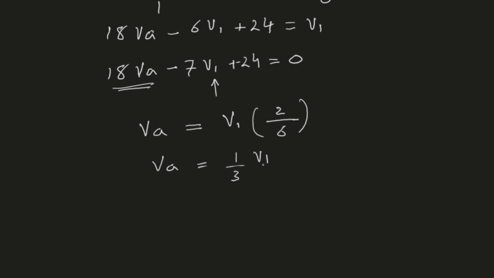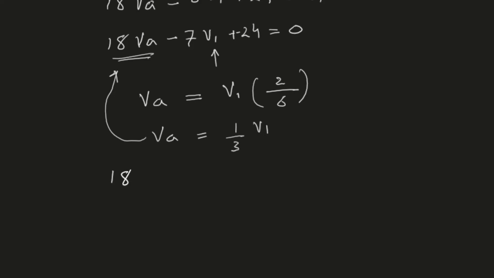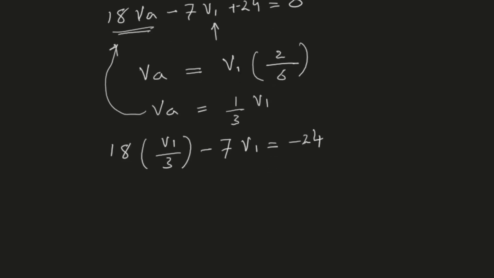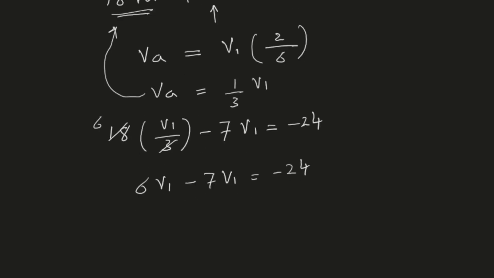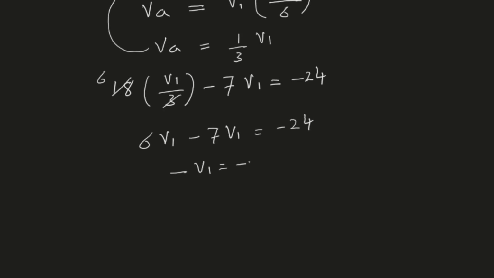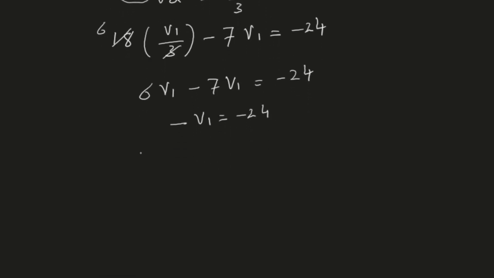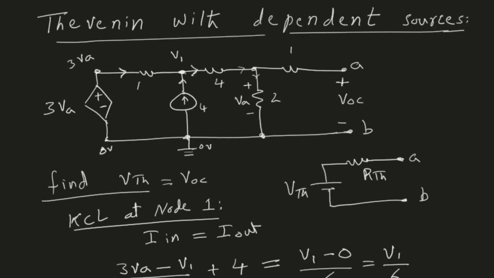So now I have VA written in terms of V1, and now we can put it over here to get rid of the term VA. So therefore, I will have 18 VA, which is V1 divided by 3, minus 7 V1 equals to negative 24. And now 3 times 6 is 18. So I will have 6 V1 minus 7 V1 equals to negative 24. Or we can have negative V1 equals to negative 24, multiplied by minus 1. So therefore, V1 is 24 volts. So we got V1, the voltage at the node 1, and that is equal to 24 volts.